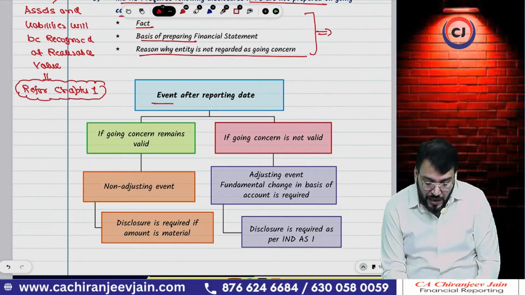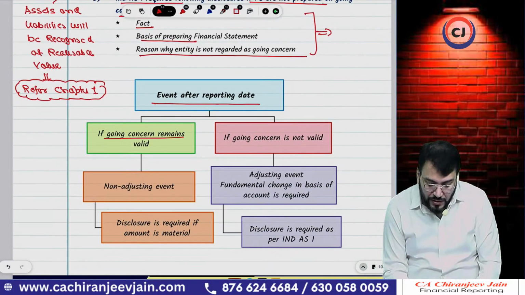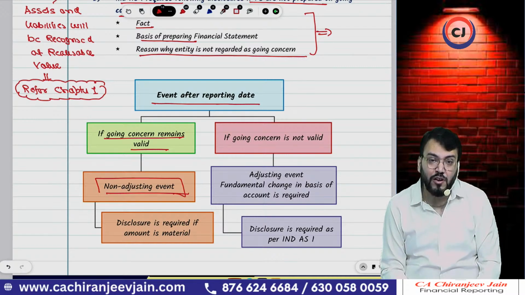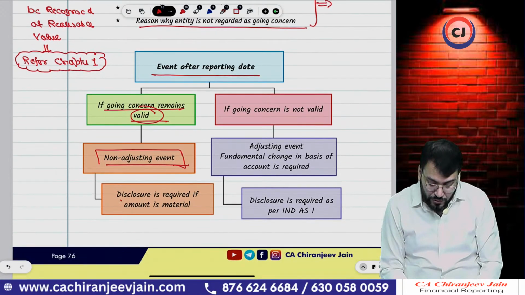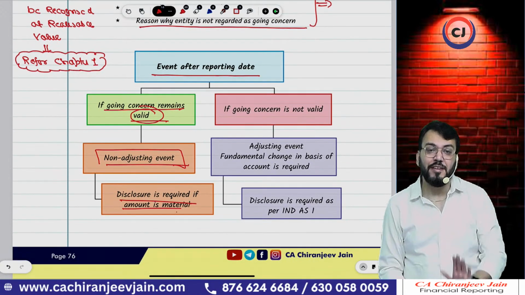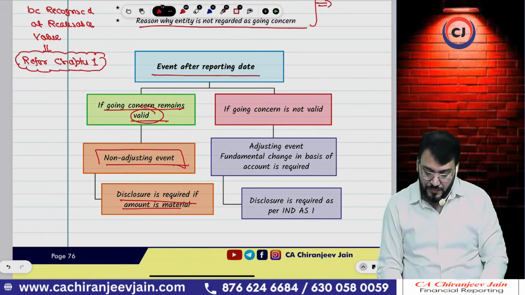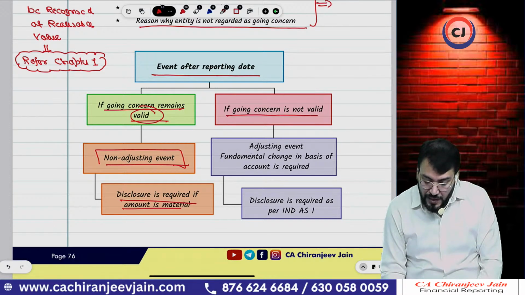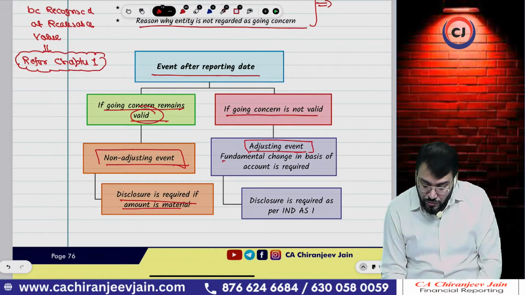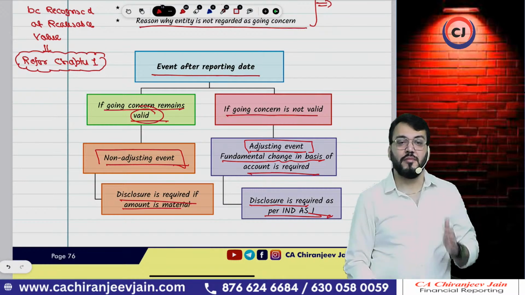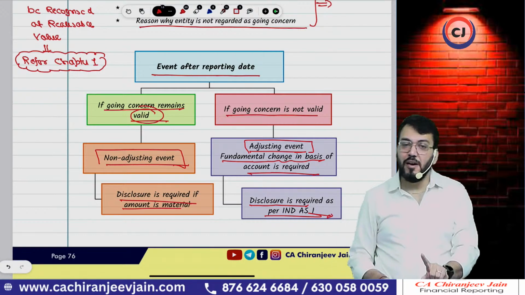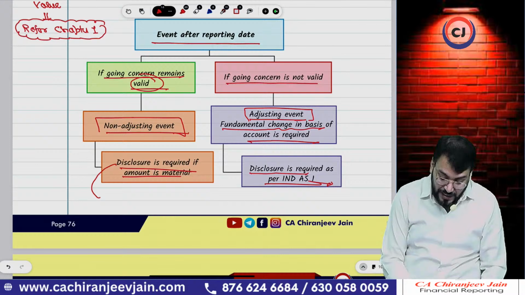So what we have understood: any event after the reporting date, if going concern remains valid, is a non-adjusting event; only for your understanding I have written non-adjusting event. If it is valid, disclosure is required only if the amount is material. If going concern is not valid, it is an adjusting event; however, you should write down that fundamental changes in the basis of accounting are required. Disclosure is required as per Ind AS 1.